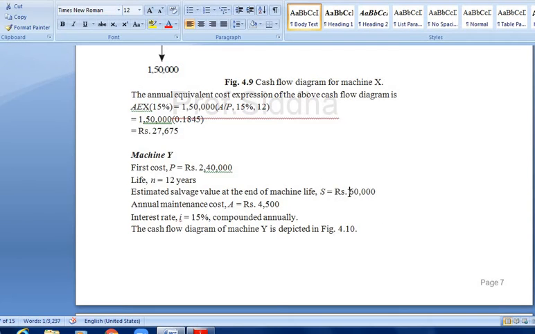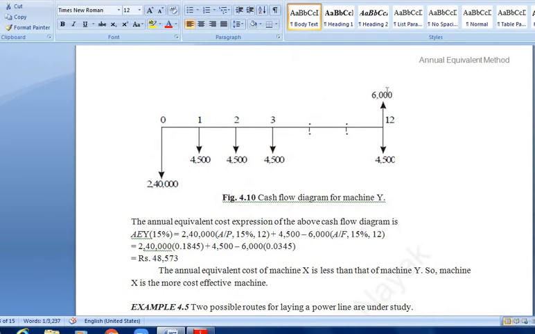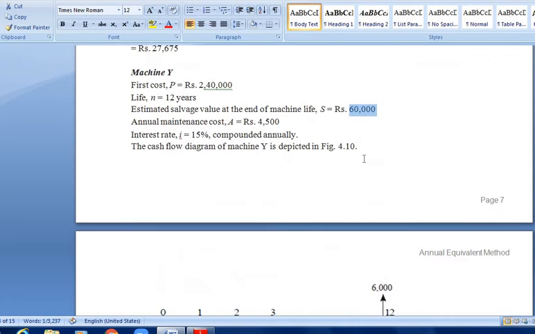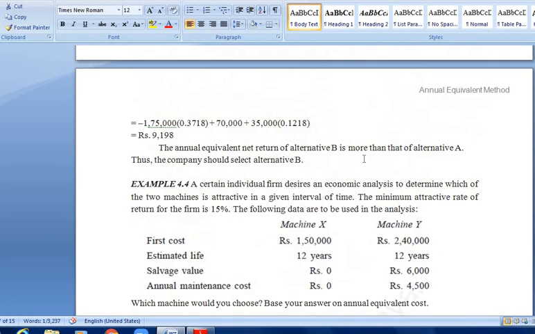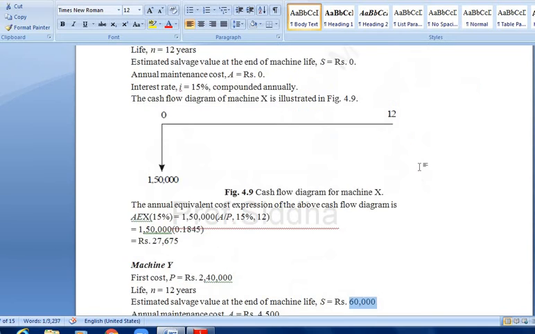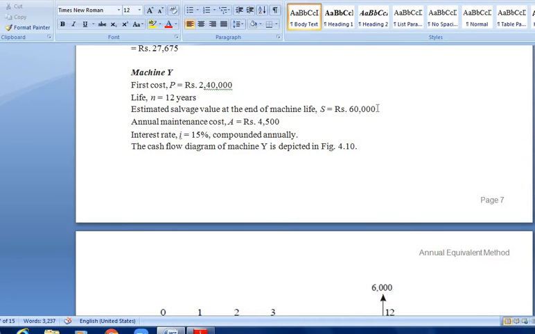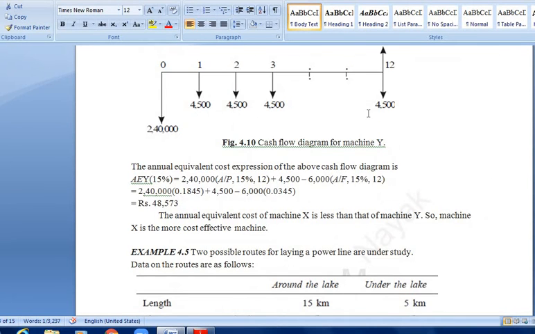Only thing here, you need to add 6,000 as the salvage value and convert it into annual equal payment. Actually this should be 6,000 only. So 60,000 is wrong, it is 6,000 only. Then here it is shown clearly. So that value we are going to get is 48,573. The annual equivalent cost of machine X is less than that of machine Y. So machine X is more cost effective.